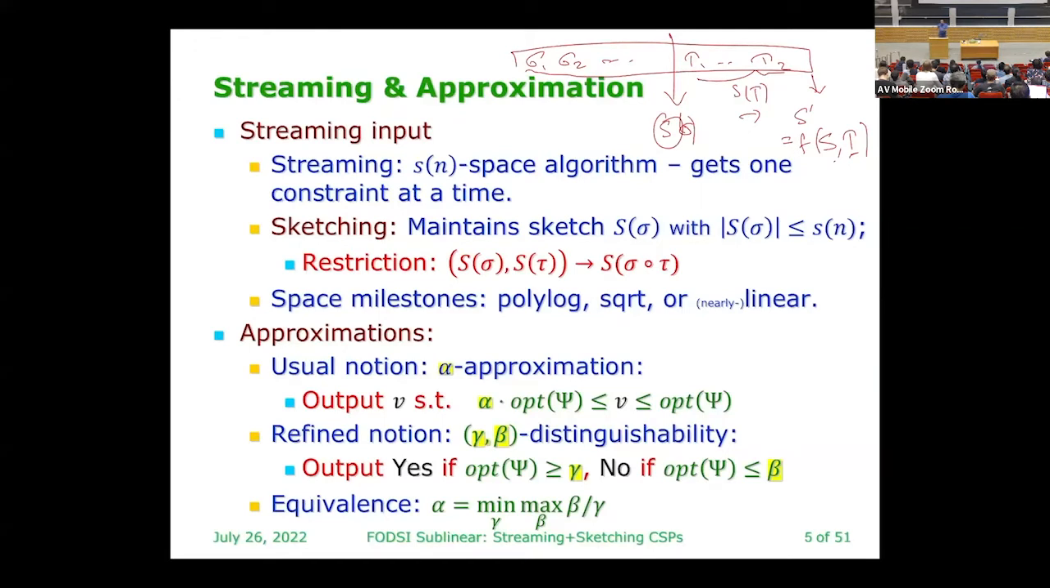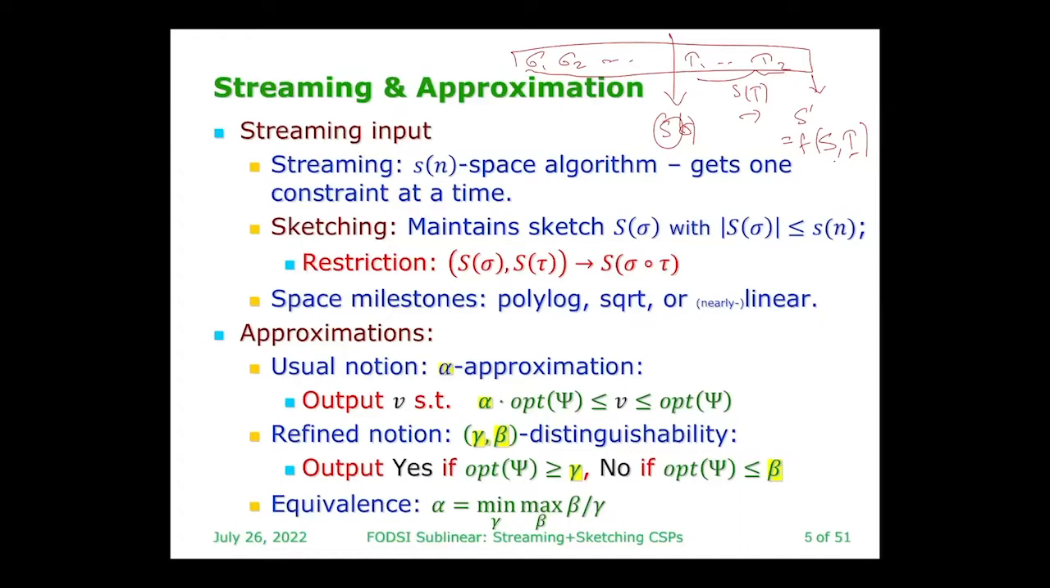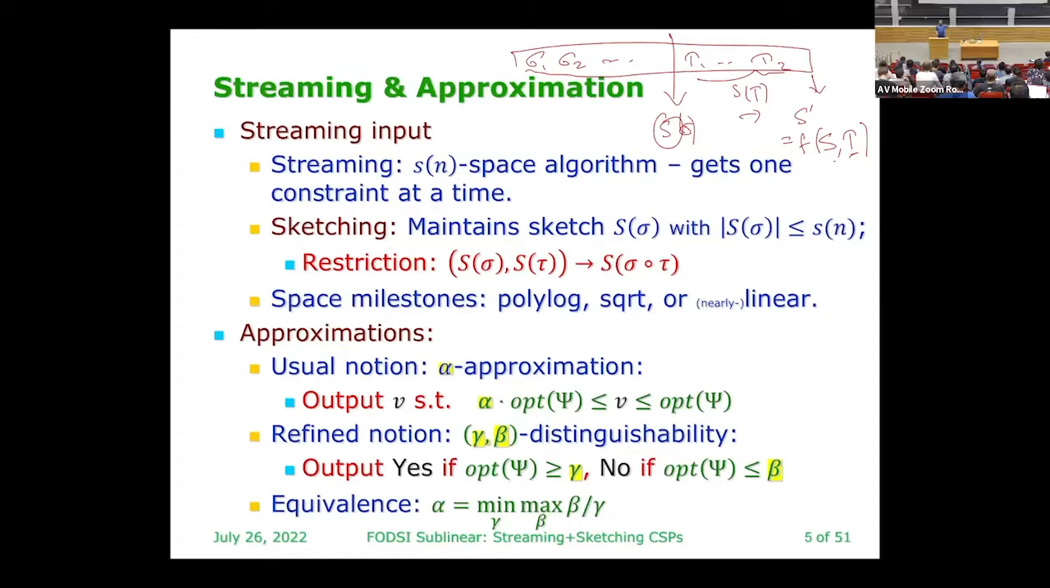In the negative results community, it's usually more traditional to consider the gamma-beta distinguishability problem. Gamma is good, beta is bad.